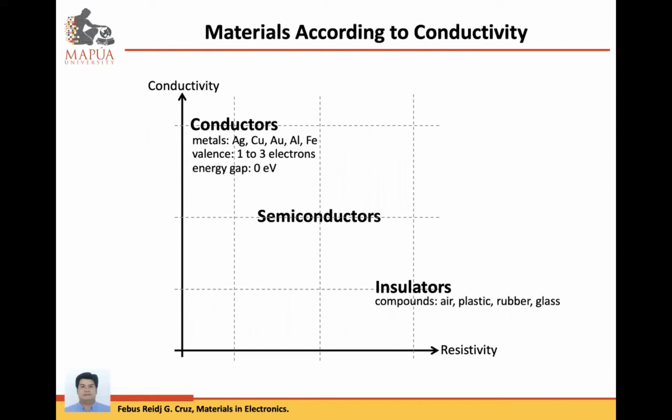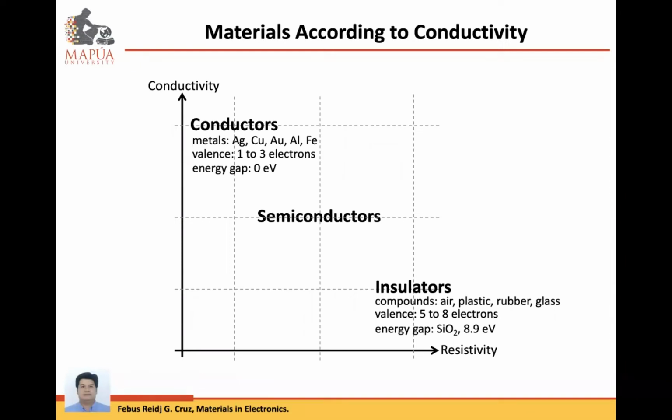While for the insulators, good examples are usually compound materials, such as air, plastic, rubber, or glass. The number of valence electrons of insulators is from 5 to 8, with 8 electrons being completely filled, which exhibit the best insulator characteristics. For the energy gap, for example, silicon dioxide, which is the insulator in integrated circuits, requires an energy gap of 8.9 electron volts. Insulators normally do not allow electricity except during breakdown.